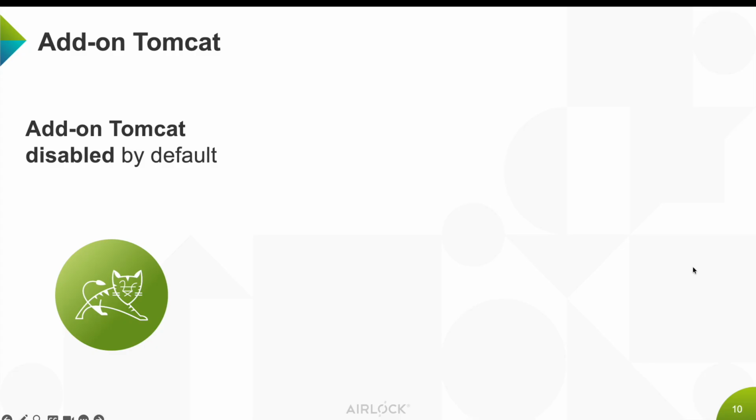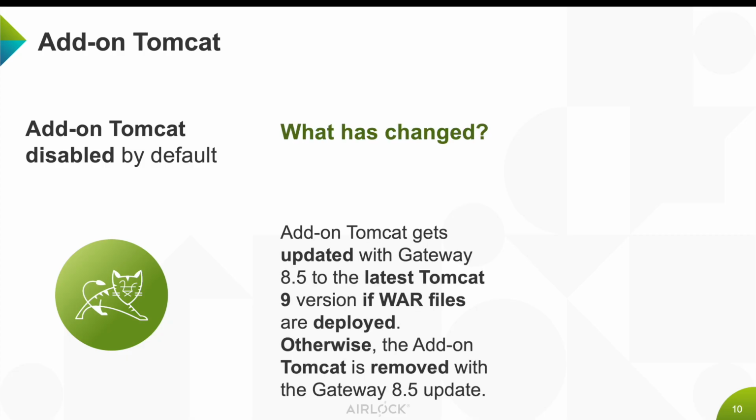The add-on Tomcat is disabled if there wasn't a Java application deployed. When updating from a previous gateway version, the add-on Tomcat is updated to the latest Tomcat 9 version if WAR files were deployed. Otherwise, the add-on Tomcat is removed during the gateway update. If desired, the add-on Tomcat can be installed later manually on the console.